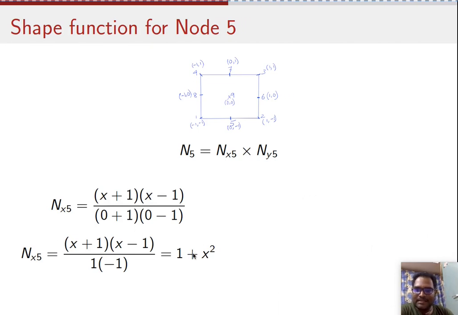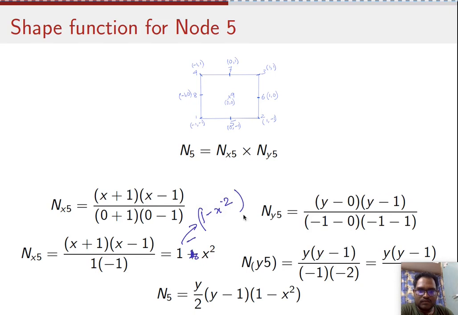But here again, it is not 1 plus x square, it is 1 minus x square. So just note down that particular correction. So this is not plus, rather it is minus. So this particular value as a whole is 1 minus x square. So put together, now it is of the proper form, y by 2 into y minus 1 into 1 minus x square.